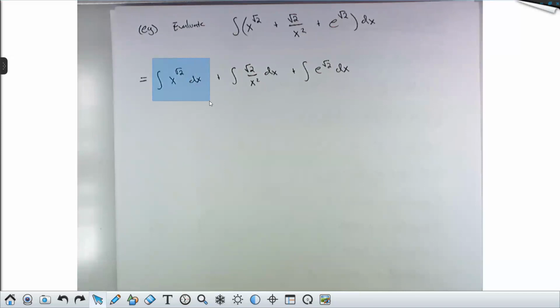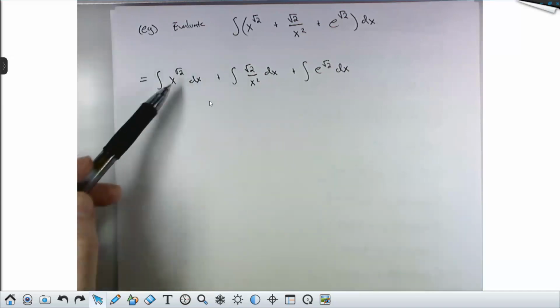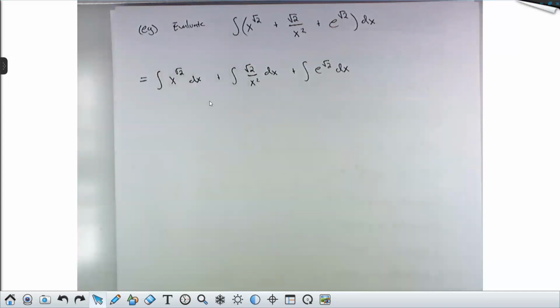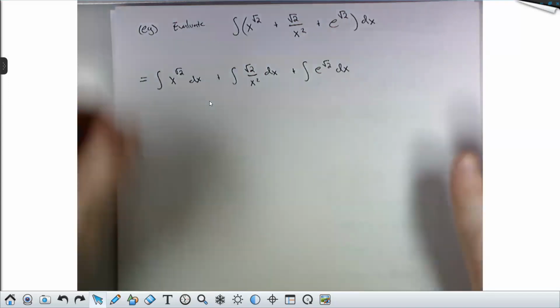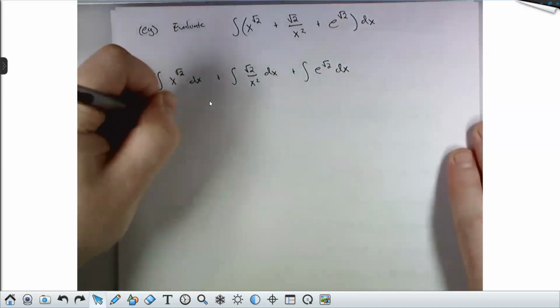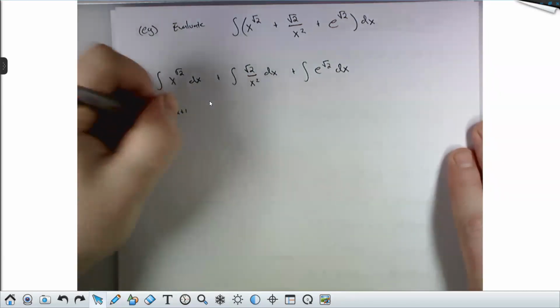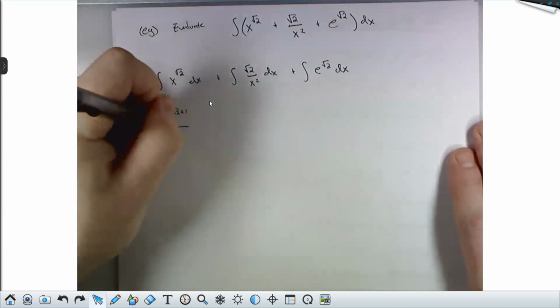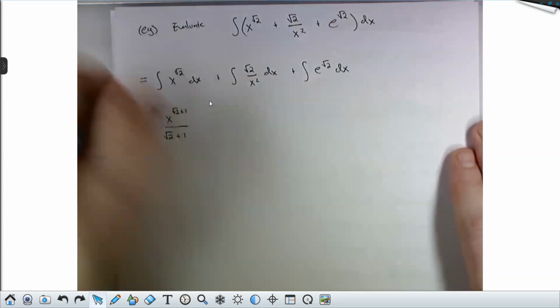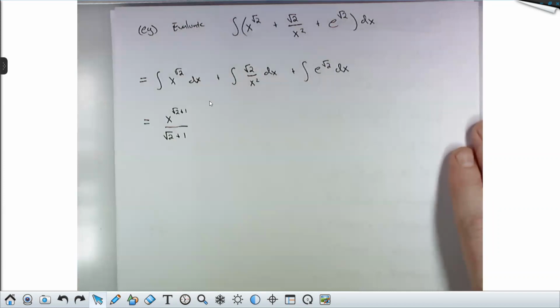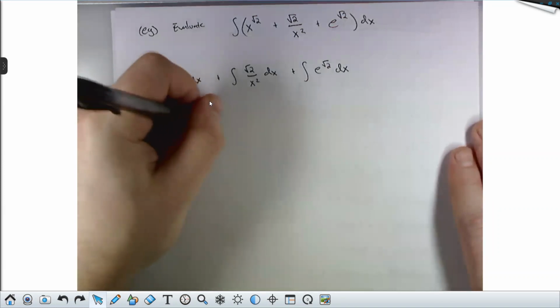Which one of those rules will I apply for the first integral? The power one. Yeah, this is x being raised to some power. This is x to the n, where n is root 2. So this first guy is going to give me x to the root 2 plus 1 divided by root 2 plus 1, or you can write it as 1 over root 2 plus 1. And I'll write plus C1 for his constant.